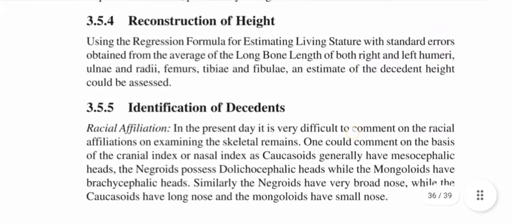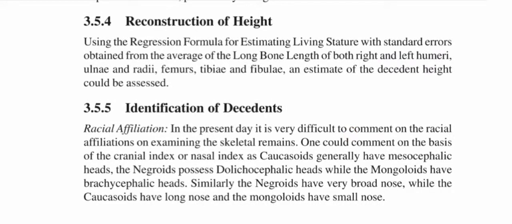Reconstruction of height. Using the regression formula for estimating living stature with standard errors obtained from the average of the long bone length of both right and left humeri, ulnae and radii, femurs, tibiae and fibulae, an estimate of the decedent's height could be assessed.